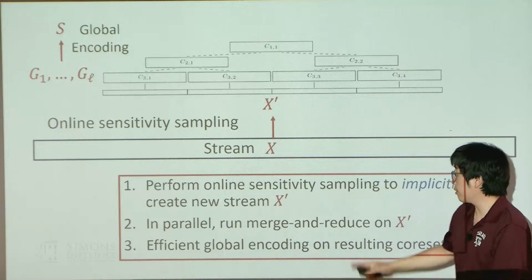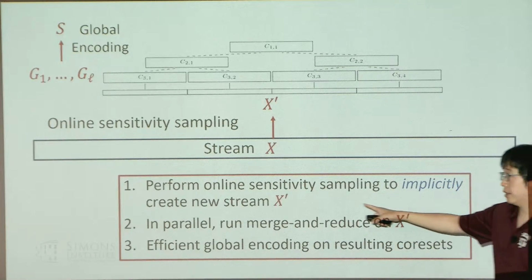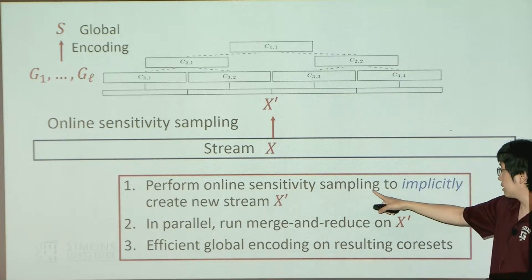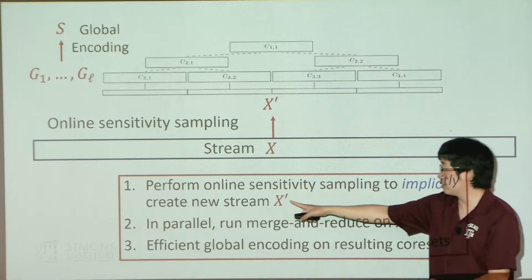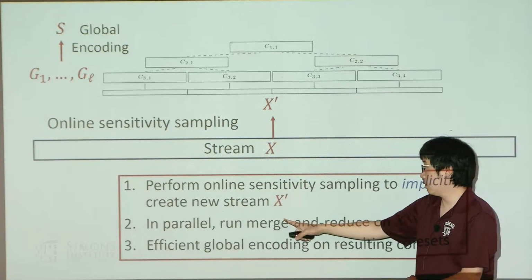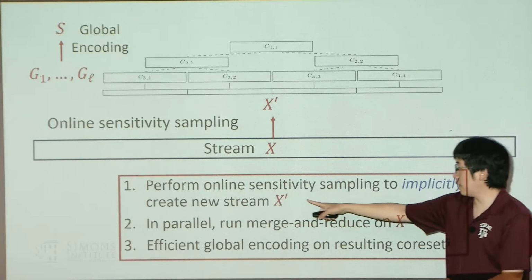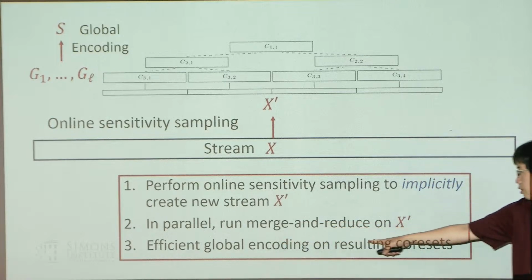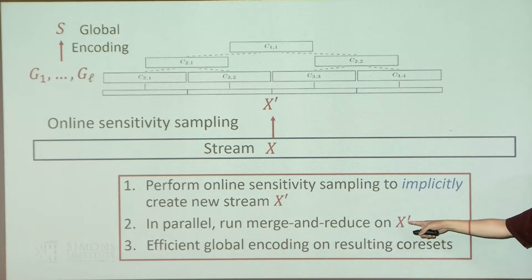So yeah, the algorithm is quite simple. We're performing some sampling to implicitly create a new stream x prime. We're going to run merge and reduce on x prime, and then we're going to do a better global encoding on the resulting core sets from this merge and reduce. That's the whole algorithm for the constant space approximation.